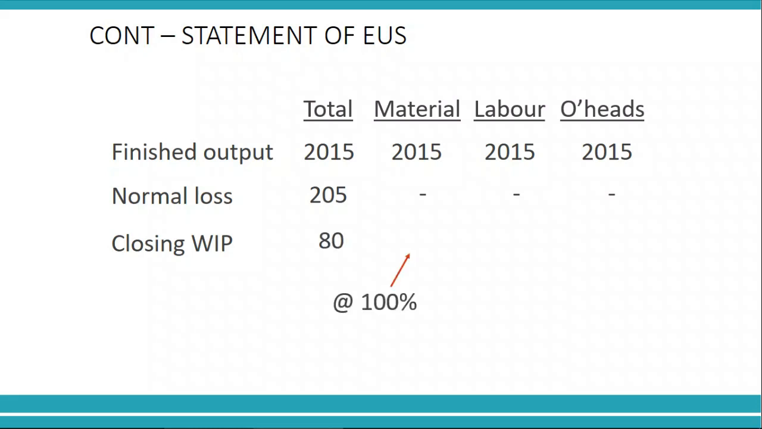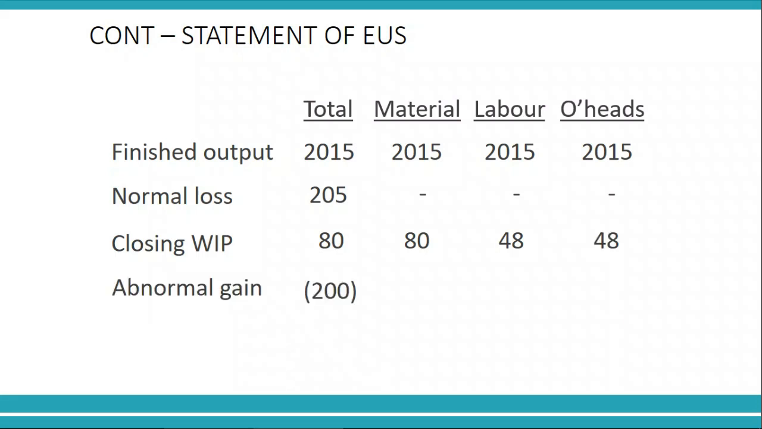And you have closing work in process, which is 80 units. And this closing work in process will be given to you in the exam that it is 100% finished with respect to material, so you write down 80 here. With respect to labor, they are only 60% complete, so 80 multiplied by 60% gives you 48. And then you've got 60% completion with respect to overheads, so you also add 48 here. So abnormal gain units, you had 200, you subtract them, because this is what we did before in our T account as well.